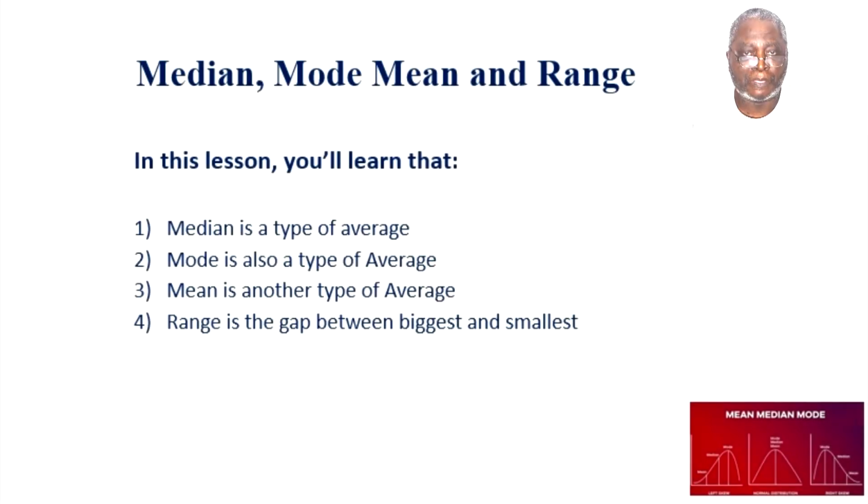And today's topic is the basics: median, mode, mean and range, which are very, very essential in finding averages. In this lesson, you'll learn that median is a type of average. Mode is also a type of average. Mean is another type of average. And range is the gap between the biggest and the smallest.